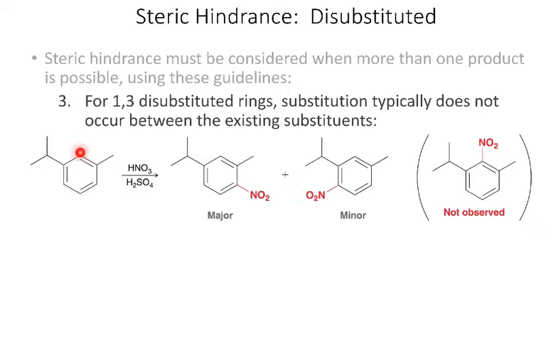This is the least favorable position, and in fact that product is not observed. And then comparing these two, this is the less sterically hindered site, so that's going to be our major product, and then the more sterically hindered site is going to be the minor product.